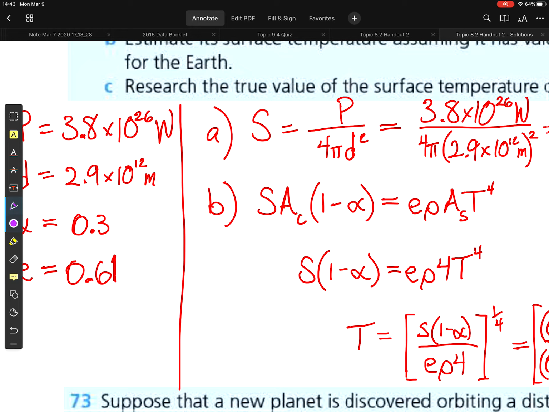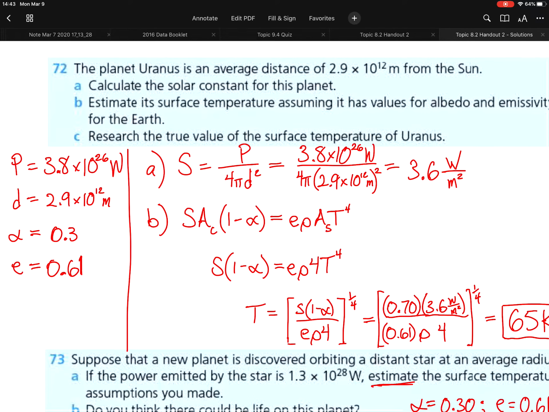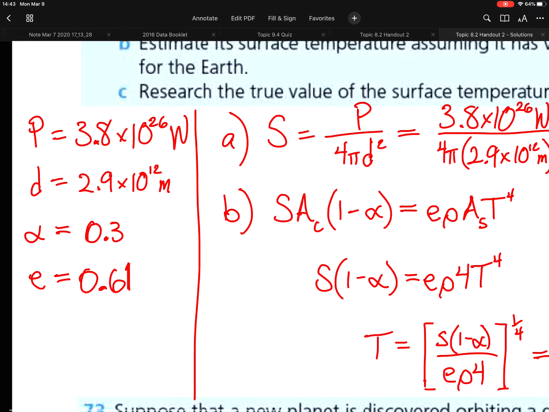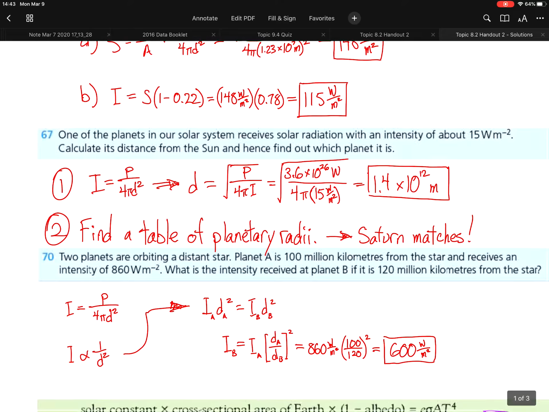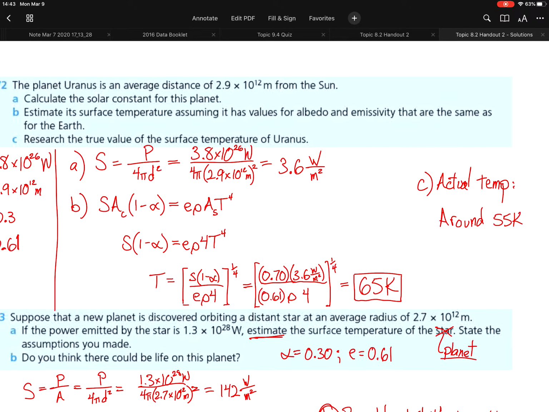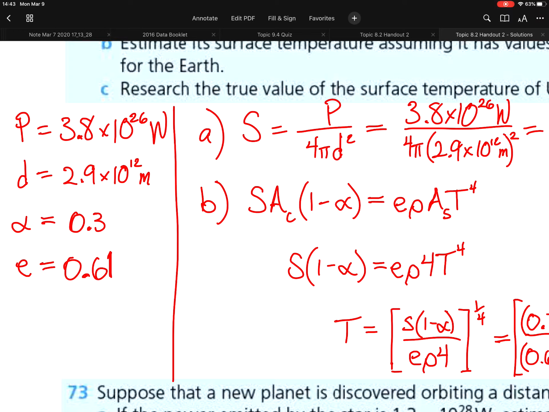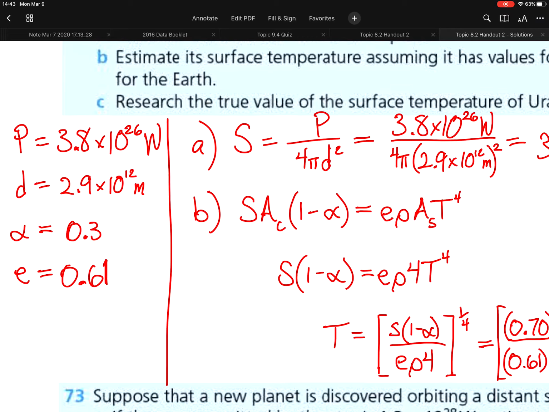No jokes about Uranus. Okay, P is equal to 3.8 times 10 to the 26 watts. That is given. Oh, that's interesting. Seems I used a different value earlier. Let me double check that. Yeah, I did. Okay, you might want to double check the power output of the sun. I may be using slightly different numbers here, which is not cool. I will fix that in the final version of this document.